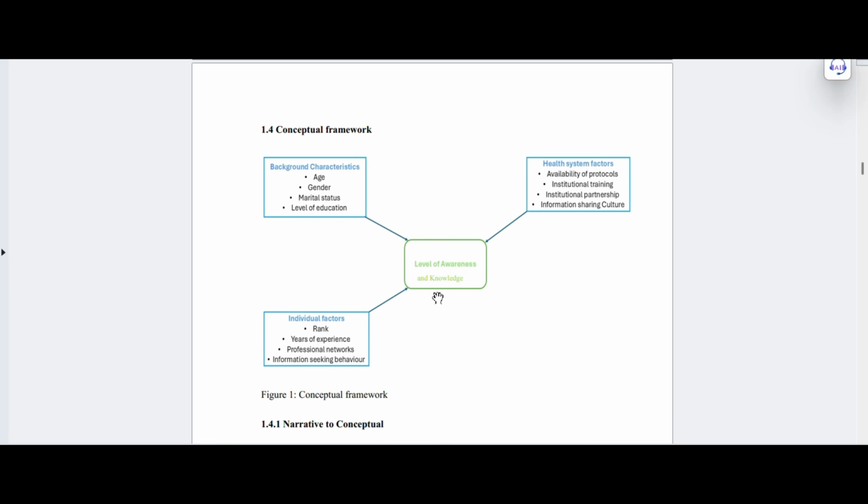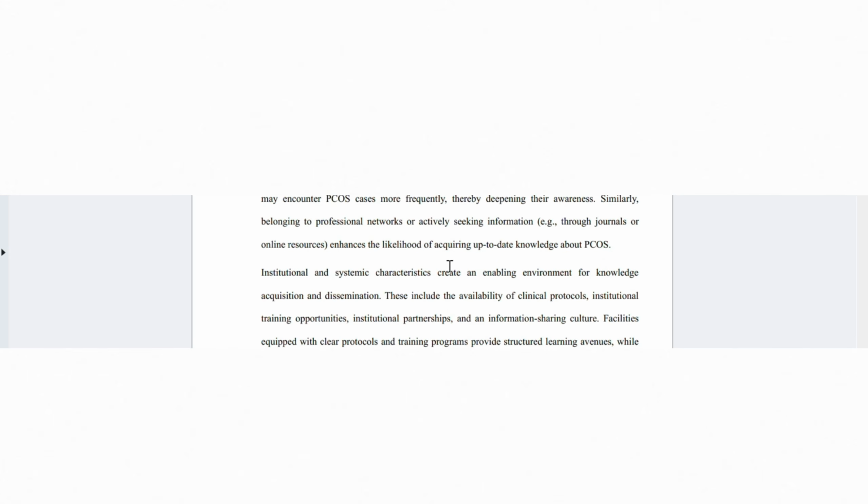And again, this conceptual framework should relate to your objectives or topic for that matter. So let's look at this person's topic and see if it actually relates. So yeah, you can see that this person's topic is awareness and knowledge of polycystic ovarian syndrome among nurses at the Tema metropolis in the Greater Accra region of Ghana. So awareness and knowledge, right, of a particular disease or syndrome. Then let's look at the objectives and see what they are saying.